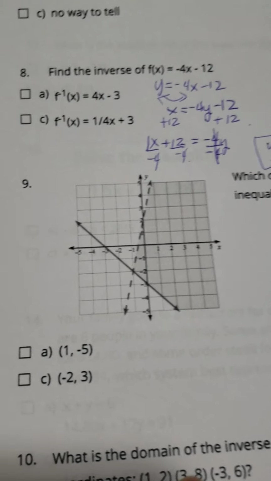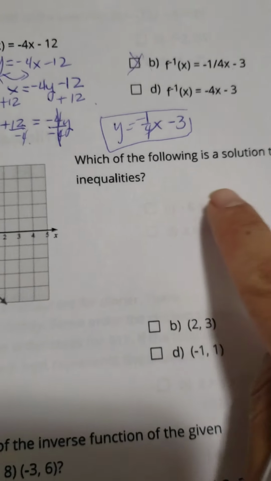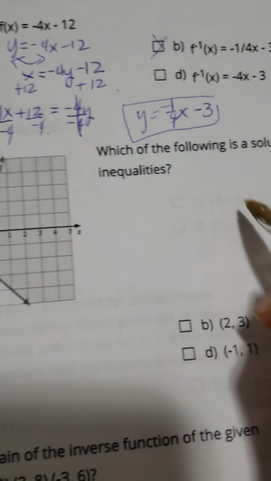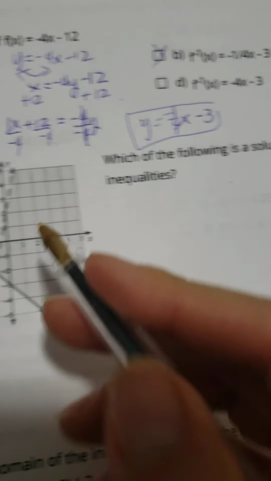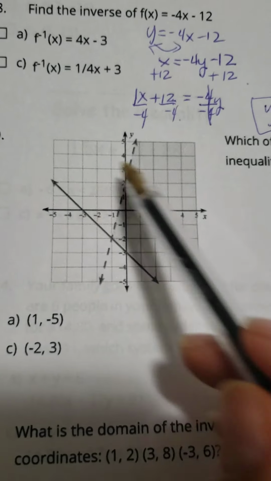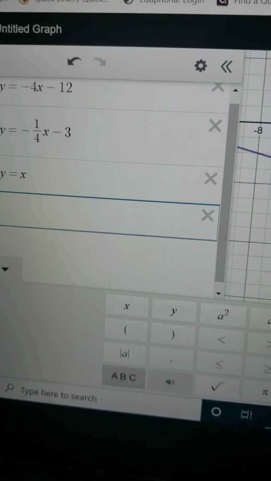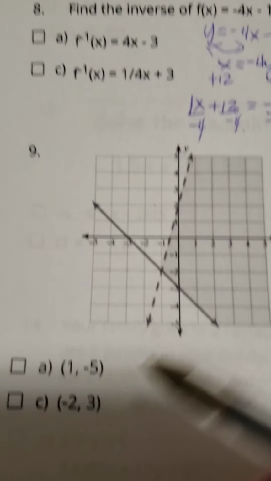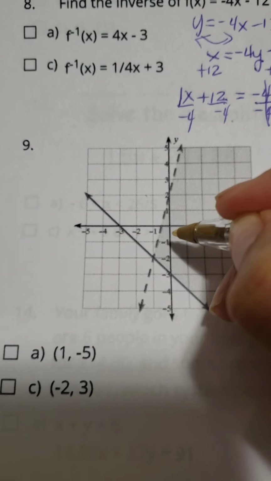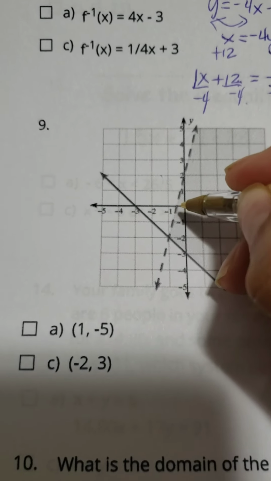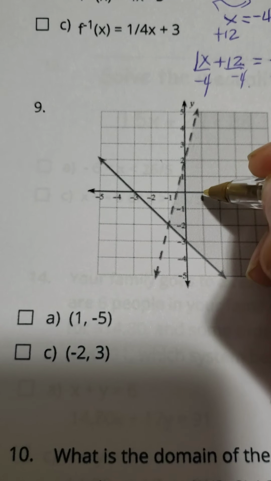All right, number 9. It says, which of the following is a solution to the inequality? Now, guys, this one, same thing. In the test, they don't give you the graph. They're going to give you the equations. So you're going to go to the Desmos online graphing calculator and graph them. Then you're going to look at the graph and check these points. It's actually better if you have graphing paper. So, just so you know.